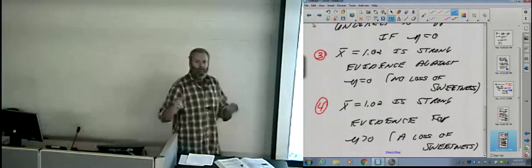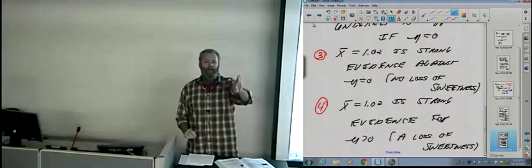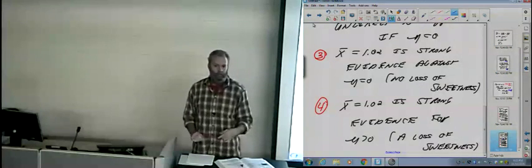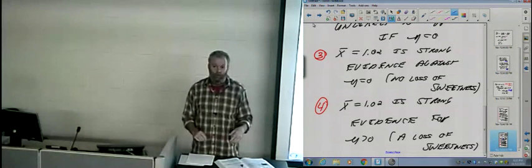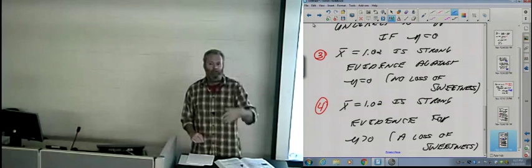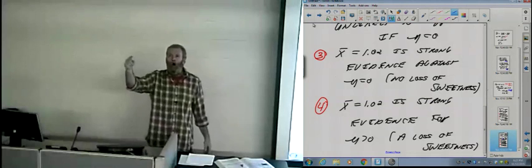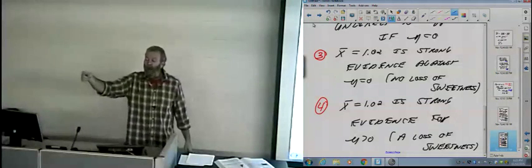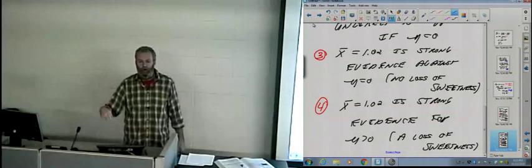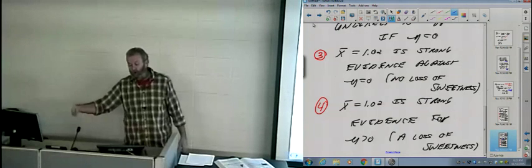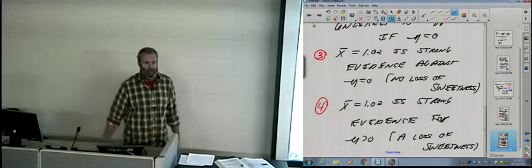Same problem, 2 different X bars. One X bar being 0.3, not far away. Likely to happen if mu was equal to 0. No evidence against no loss of sweetness. No evidence for loss of sweetness. 1.02, long way away. Very unlikely to happen if you're centered at 0. Strong evidence against no loss of sweetness. Strong evidence for a loss of sweetness.